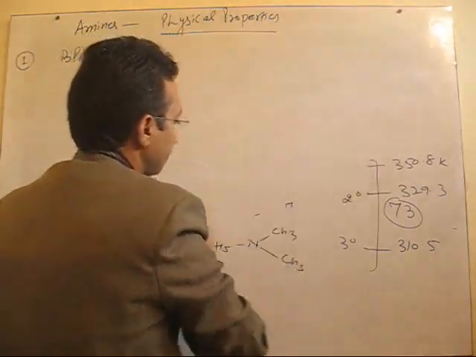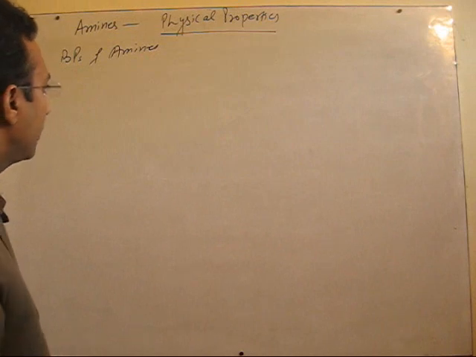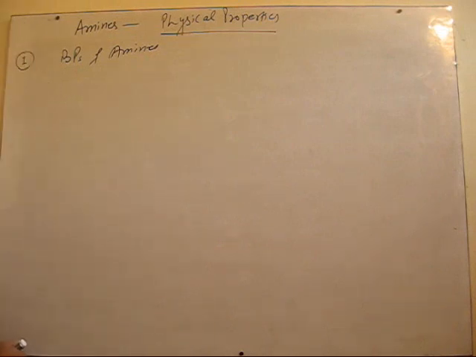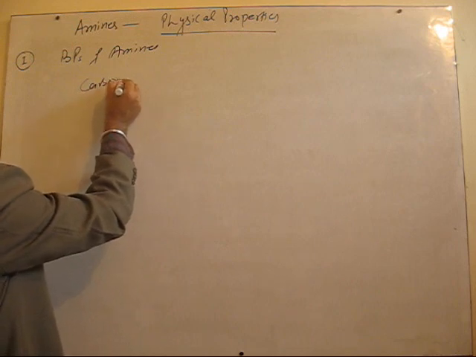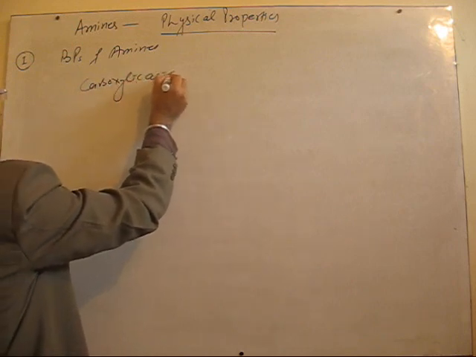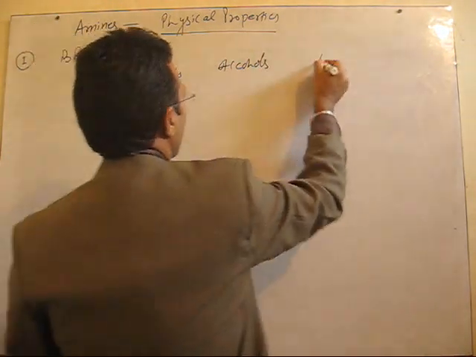Now, let's compare amines with the other families. We have done that they have higher boiling point than hydrocarbons. Now let's compare them with the carboxylic acids, alcohols, which is very important question, amines.